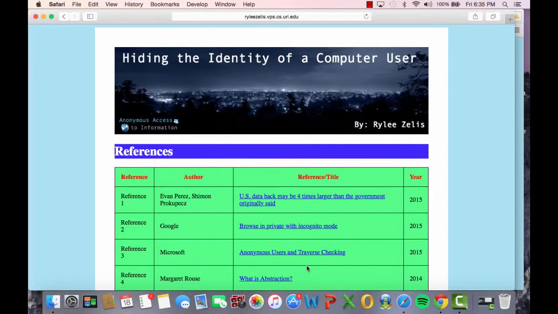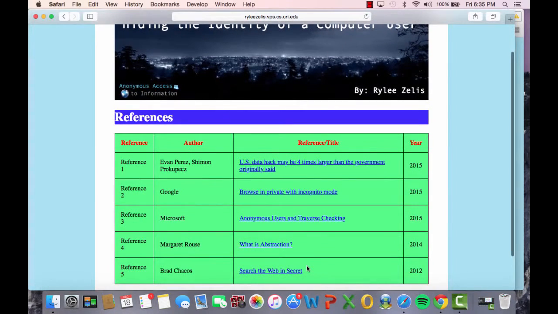My last page is my reference page. Here I have 5 references. I was supposed to choose which one was the most beneficial for me, but I think all of them were equally beneficial. So I'm going to click on reference 3 to show you where I got this information.